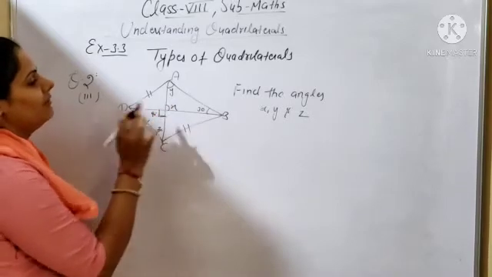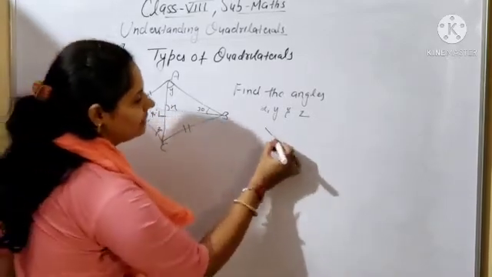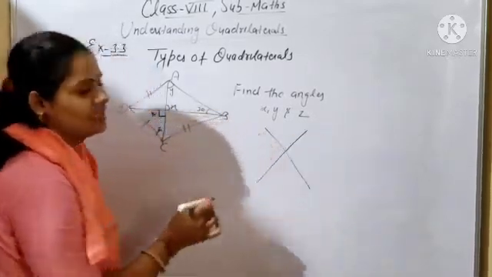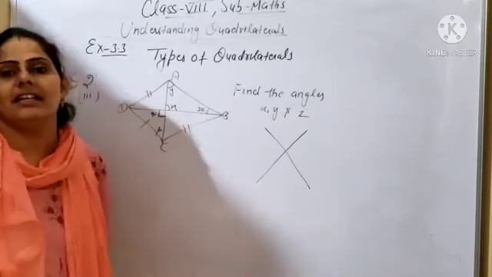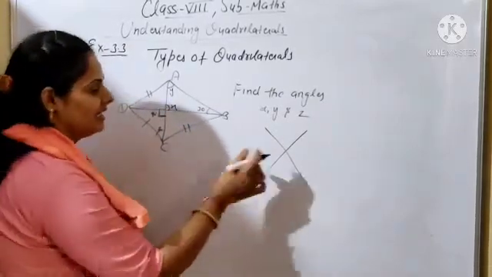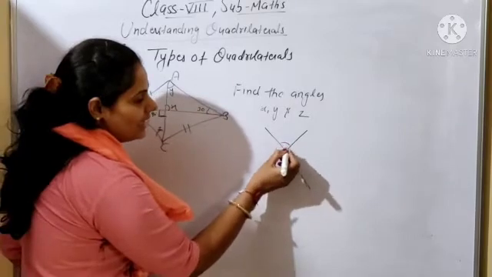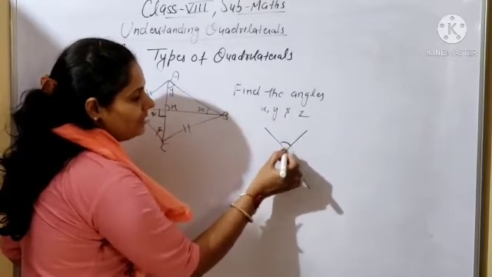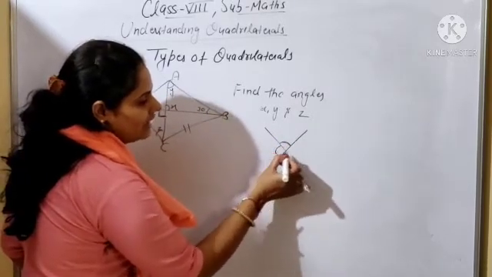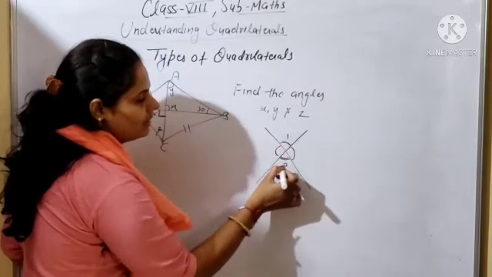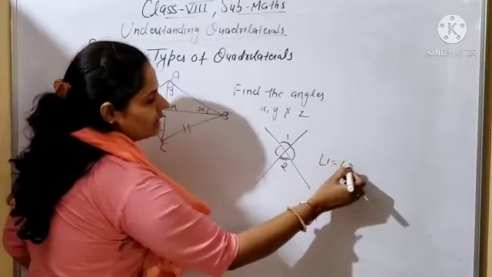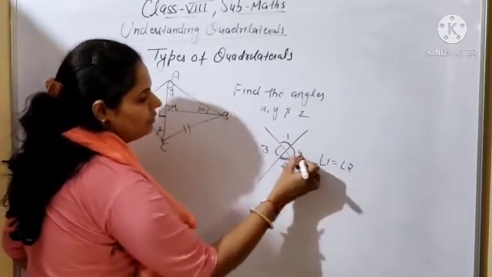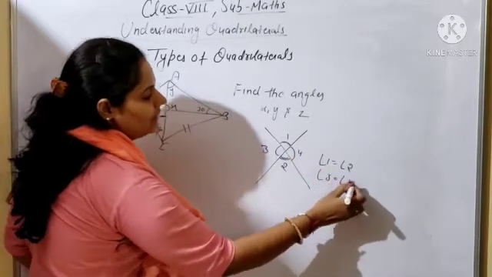So this angle will be equal to this angle, because if you know about vertically opposite angles, when two lines are intersecting each other, opposite angles will be equal. So this one angle will be equal to this angle and this one angle will be equal to this one. So angle 1 will be equal to angle 2, and angle 3 will be equal to angle 4.